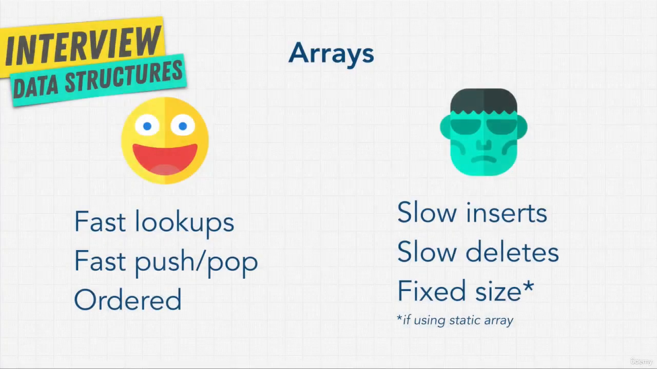Well, here it is. Arrays are great for fast lookups. That is just accessing information where you know which index you want to look up. It's really fast at push and pop. So adding things at the end of an array or taking things out at the end of the array. And of course, because it's ordered. Having something that is ordered and close to each other in memory makes it really fast.